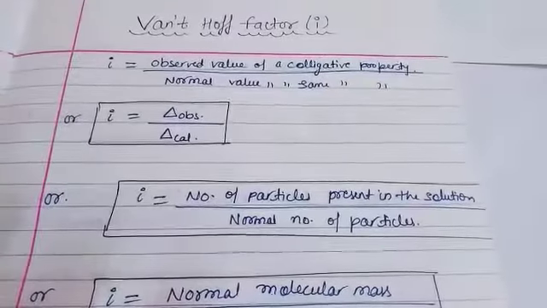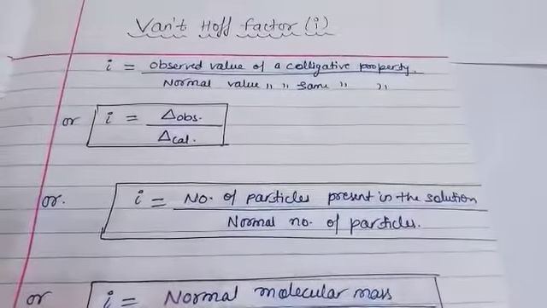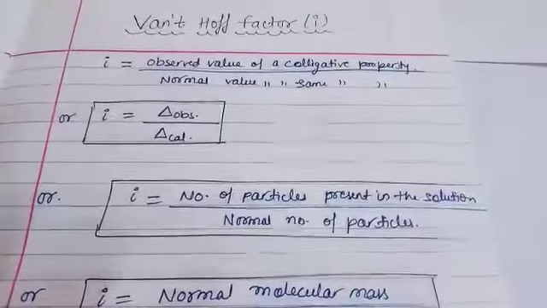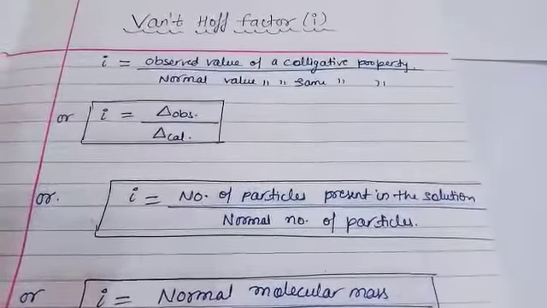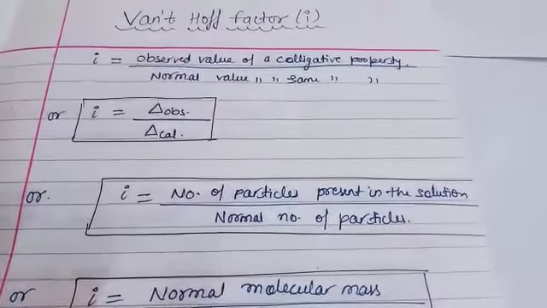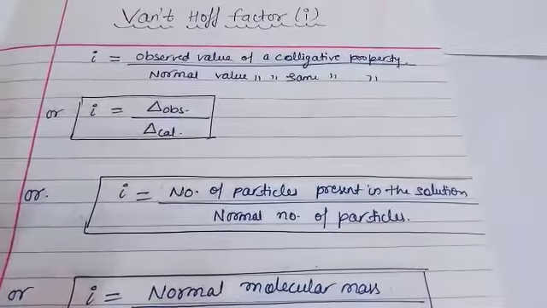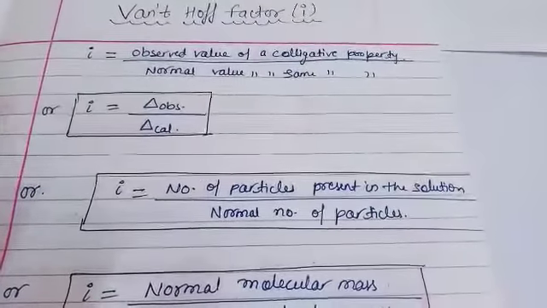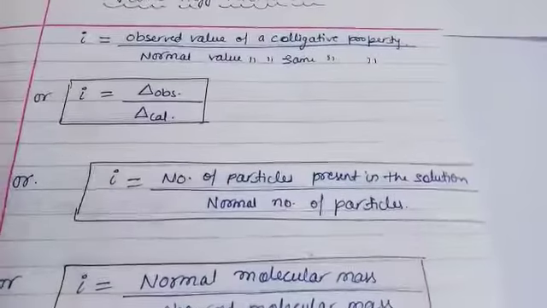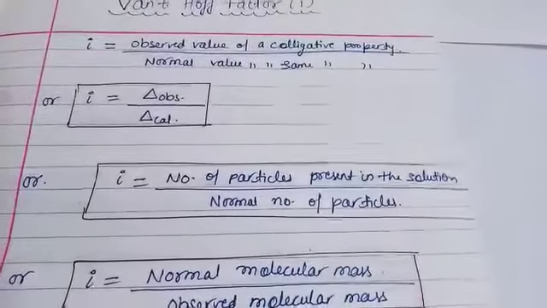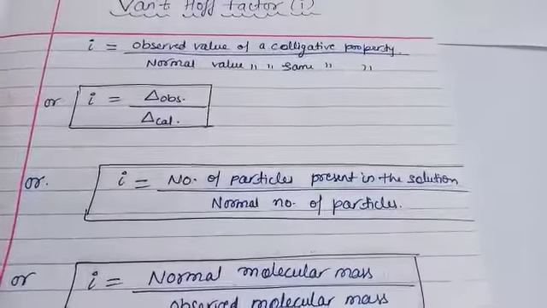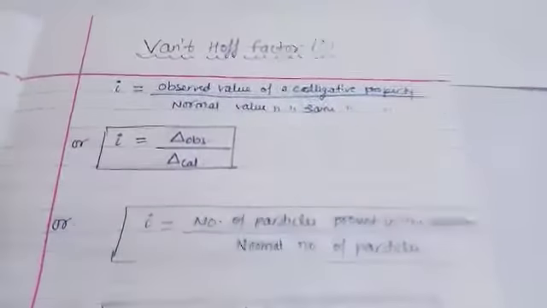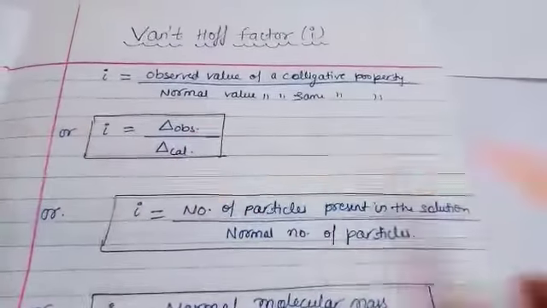Simple, the Vant Hoff factor is the ratio of the observed, basically an experimental value of a colligative property, to the normal value of the same property. That is known as Vant Hoff factor, and it is represented by i. So it's a ratio of the observed value, meaning experimental value, and the calculated value of the same property.